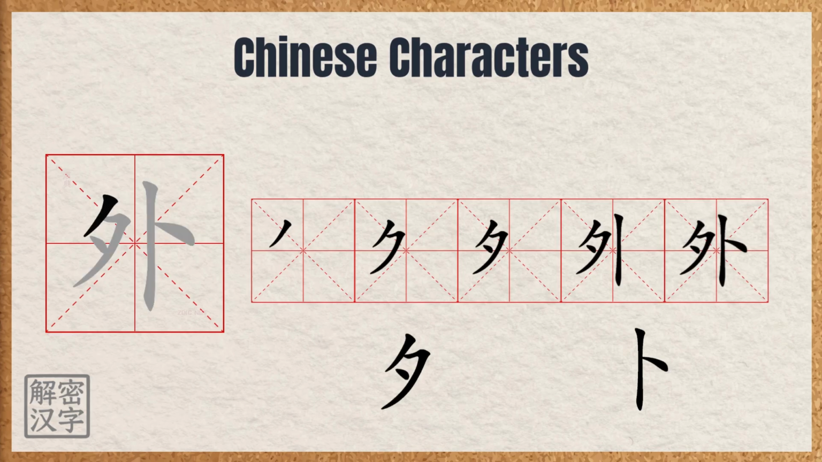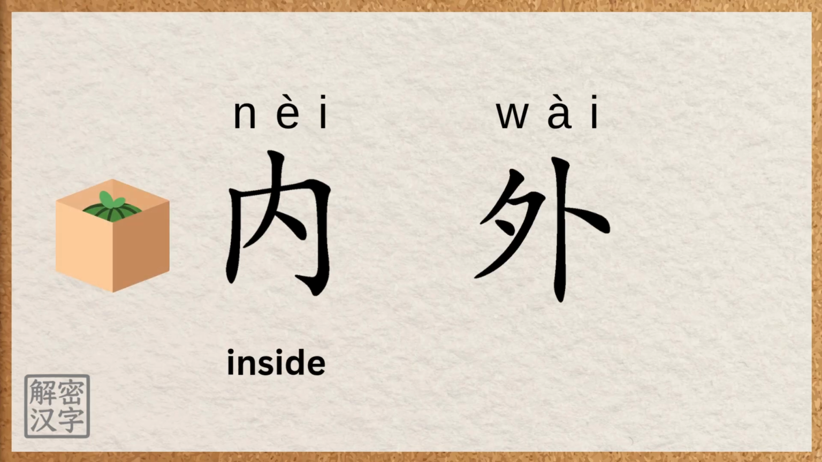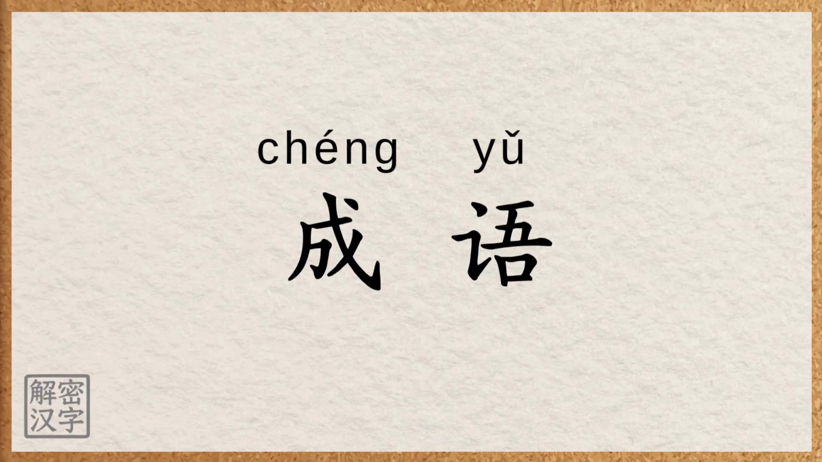Try tracing the strokes in the air with your finger. It's a great way to memorize the character. Got it? Now we've learned both nei, inside, and wai, outside. In Chinese, there's a special form of expression called chengyu, meaning 4 character idioms. Each idiom uses just 4 characters to express a complex idea, and sometimes even tells a whole story.